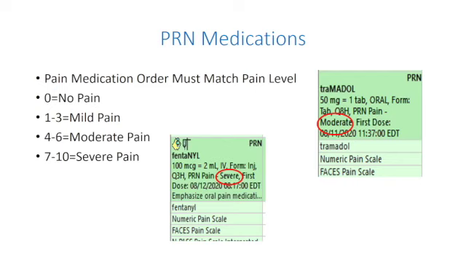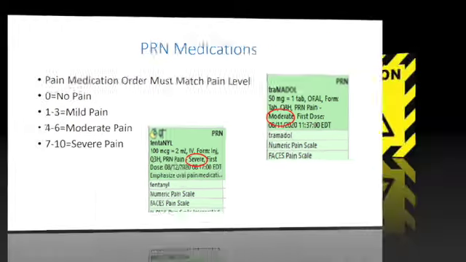So I want you to make sure that you understand that 0 equals no pain, 1 to 3 is mild pain, 4 to 6 is moderate pain, and 7 to 10 is severe pain. All pain medications in your MAR will have some type of indication of what it is actually for. Here, tramadol's for moderate and fentanyl's for severe. Sometimes you'll see for breakthrough or for even mild pain.